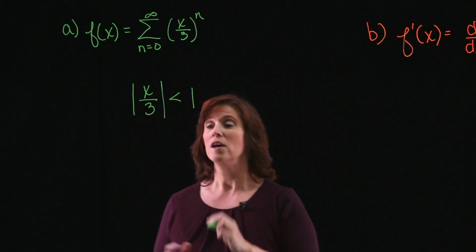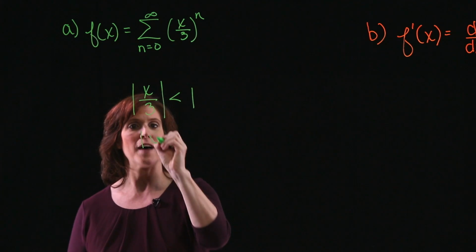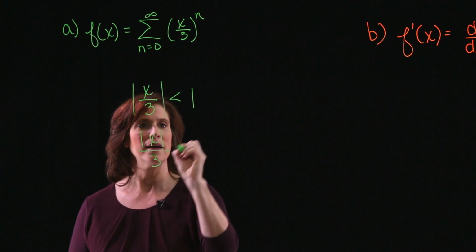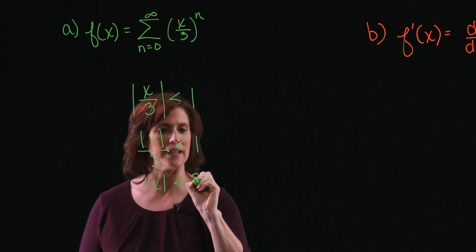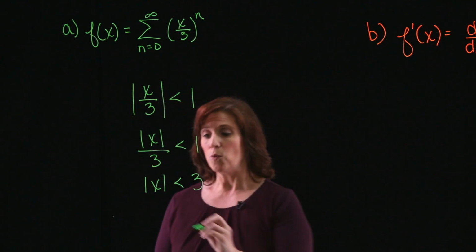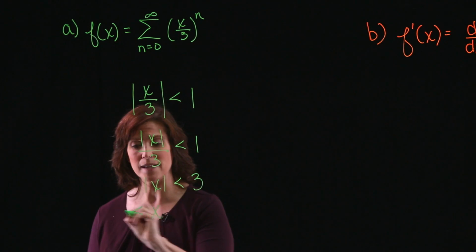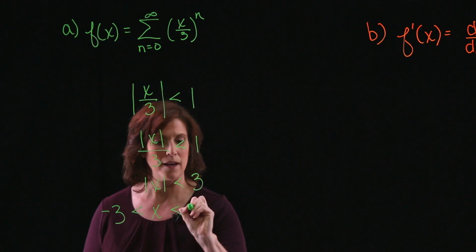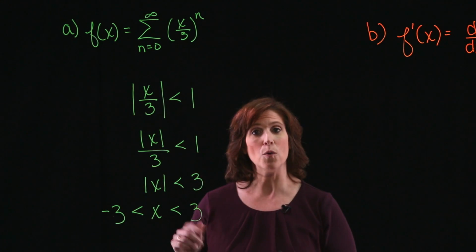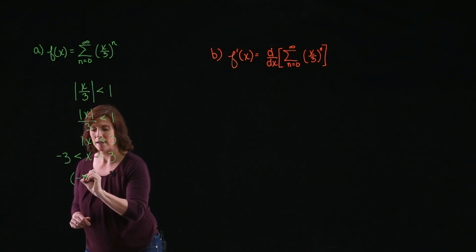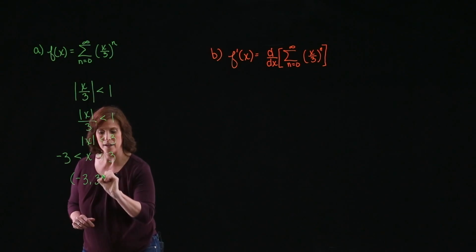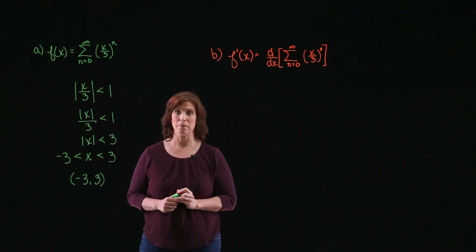when the absolute value of that common ratio is less than 1. So that tells me that the absolute value of x all over 3 must be less than 1, and the absolute value of x has to be less than 3, which tells me that x must be somewhere between -3 and +3 in order for this series to converge. So my interval of convergence is -3 to +3.